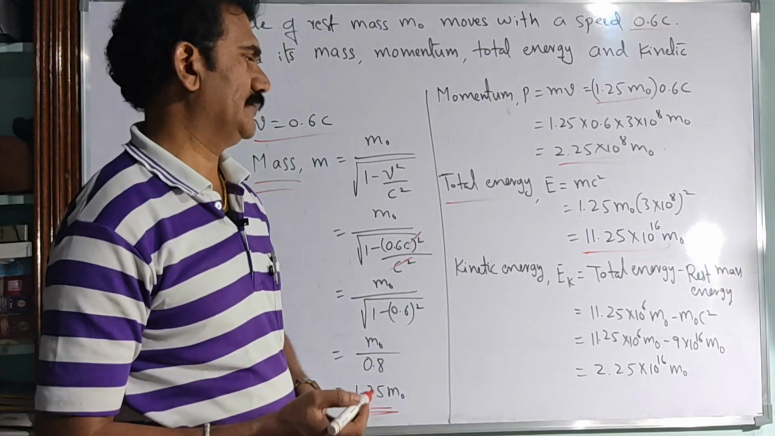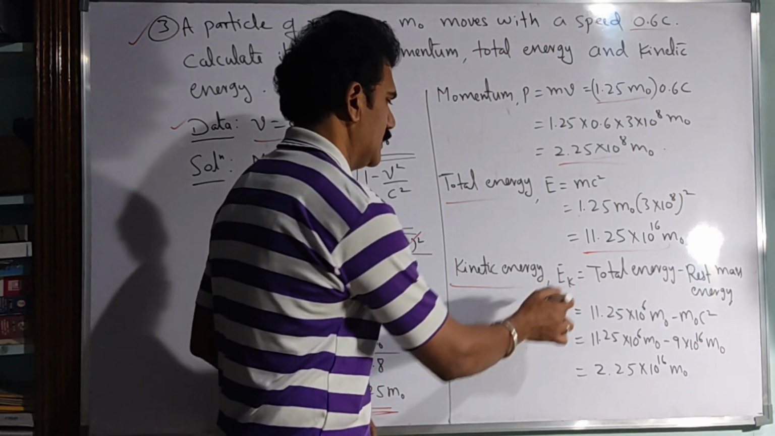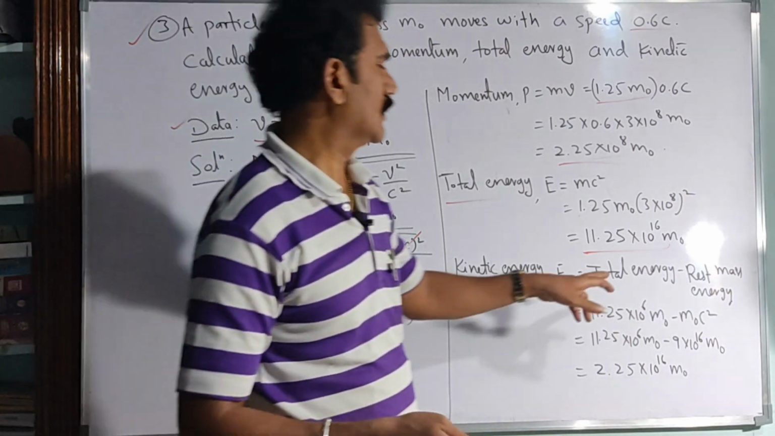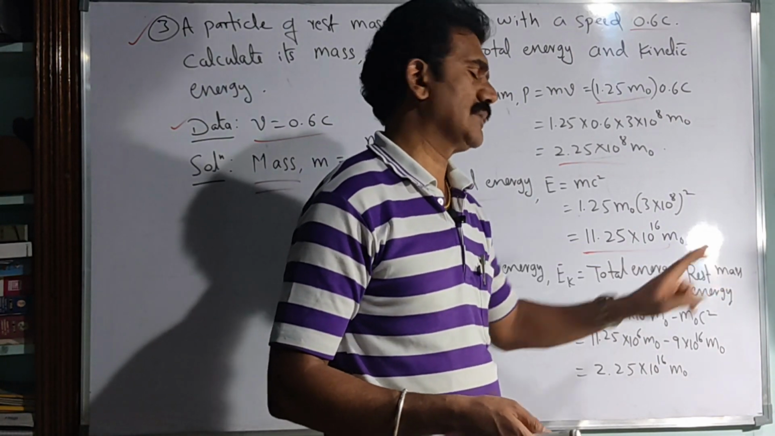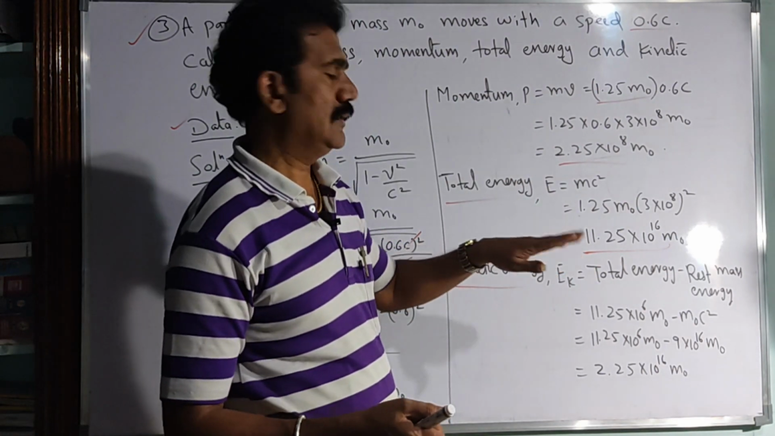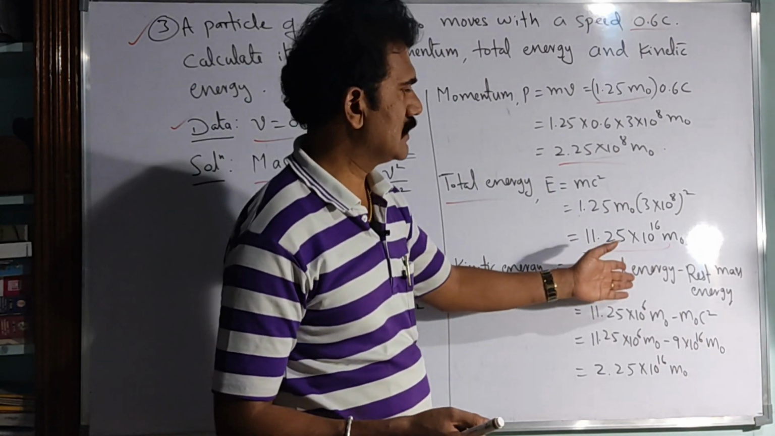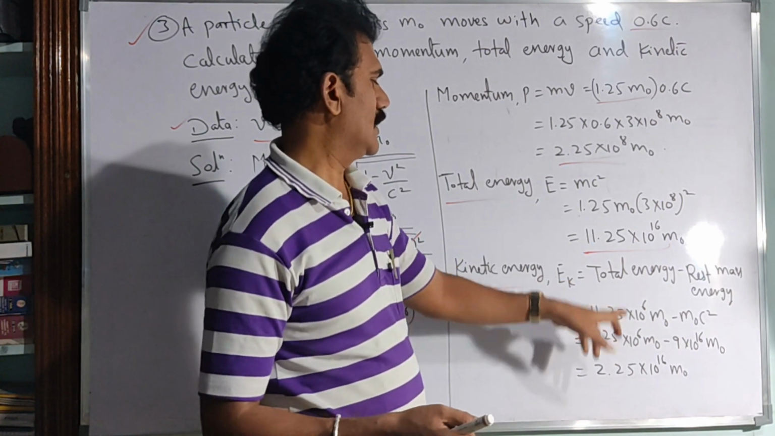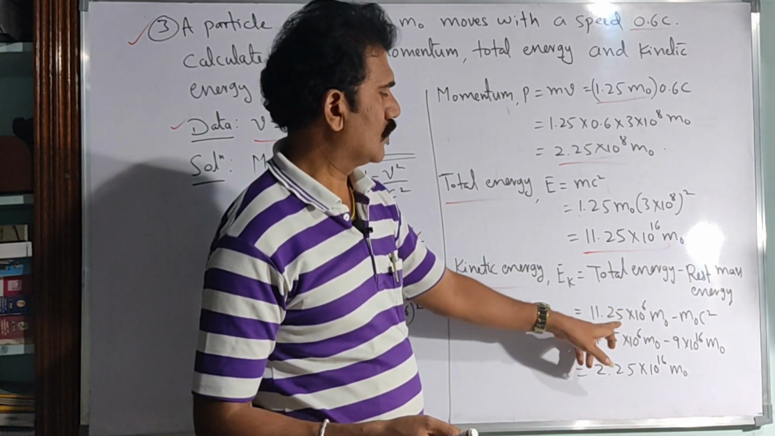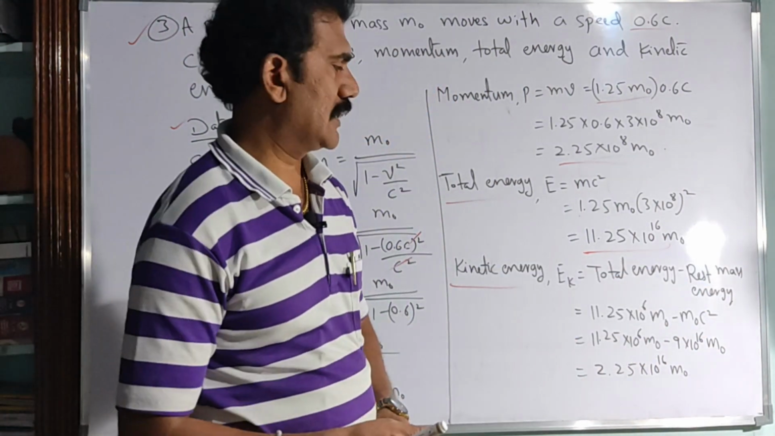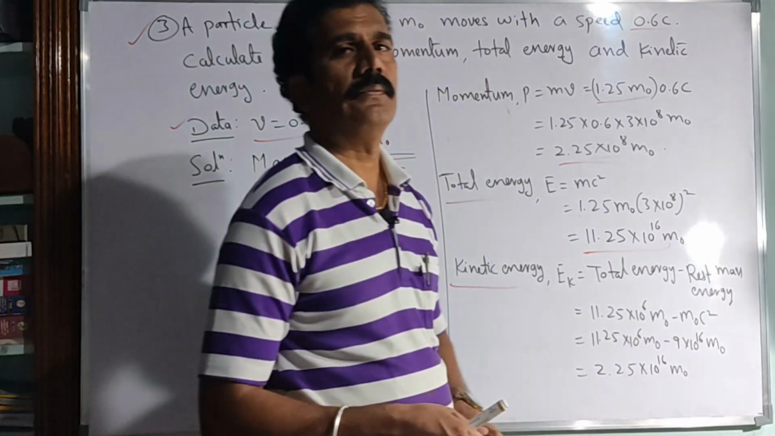And then further kinetic energy. So kinetic energy is the difference of total energy minus rest mass energy, because total energy is equal to kinetic energy plus rest mass energy. So I will take kinetic energy as total energy minus rest mass energy. So total energy already calculated as 11.25 into 10 power of 16 m naught, and rest mass energy is given by Einstein's equation as m naught into c square, right?